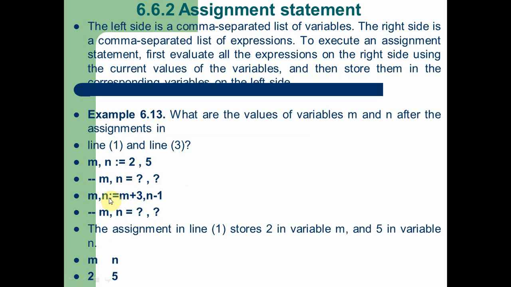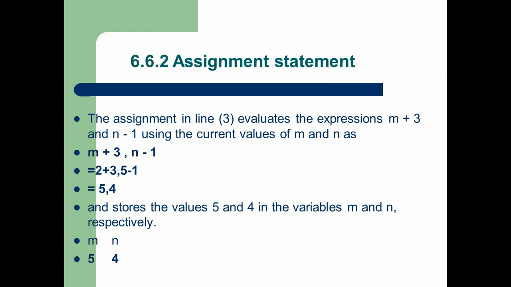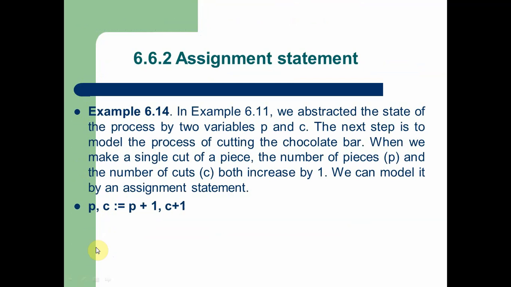It is simple. When we execute the third statement, what will be the output? The value of m is already 2, so 2 plus 3 is 5. Now the value of m is 5. The value of n is 5, so n minus 1 is 4. Now the value of n is 4. So the values of m and n are 5 and 4. Here you can see the output: m plus 3, n minus 1. m contains 2, 2 plus 3 is 5, and n contains 5, 5 minus 1 is equal to 4. This is how the assignment operator is executed here.